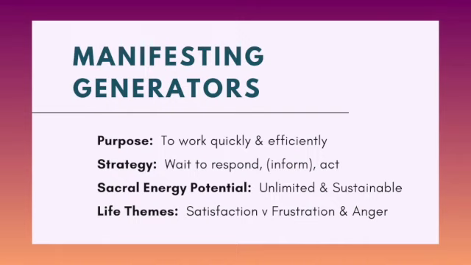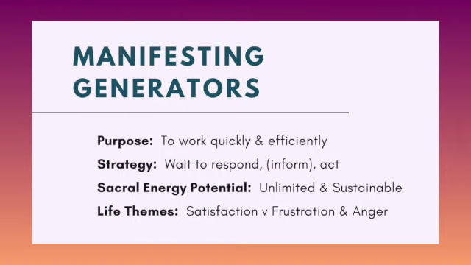Sharing space with the pure generator underneath the umbrella is the manifesting generator. They have a lot in common with pure generators. They're here to work, and they have a lot of energy to do it. They have the potential to pull on energy to get things done. What's the difference? The manifesting generator's purpose is to work quickly and efficiently, meaning they're here to find all the shortcuts.